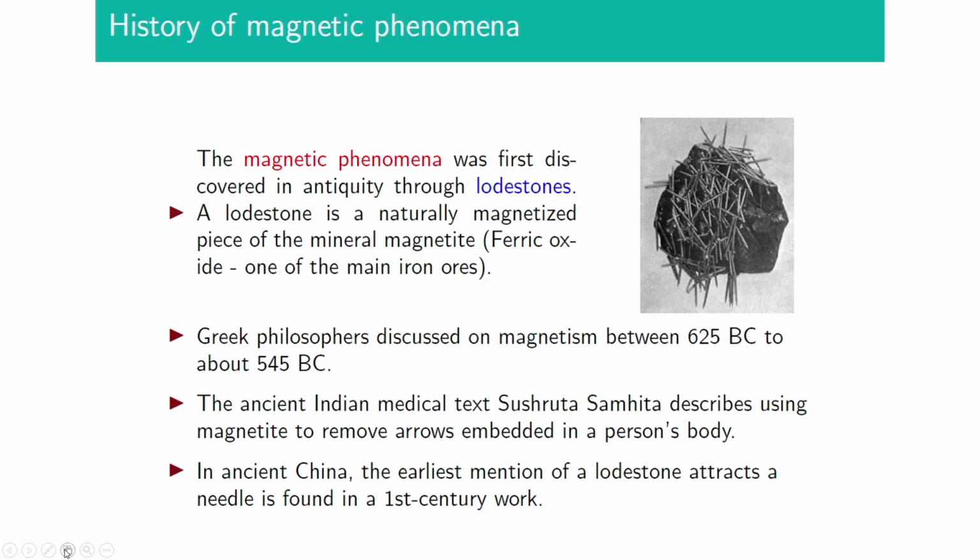The Greek philosophers discussed magnetism between 625 BC and about 545 BC, and the ancient Indian medical text Sushruta Samhita also mentions the usage of these magnetites in removing metallic objects embedded in a person's body. And in ancient China, the earliest mention of a lodestone attracting a needle is found in a 1st century work.